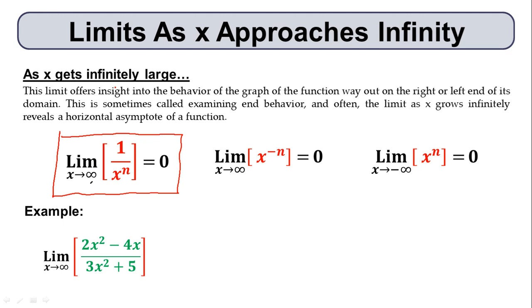Another way is to rewrite itong function na nasa loob dahil yan ay 1 over x to the n. Remember, recall lang natin na 1 over x to the n is also equal to x to the negative n. Diba? So, ganyan lang yon. So, i-rewrite natin the limit of this function x to the negative n as x approaches infinity is also equal to 0.